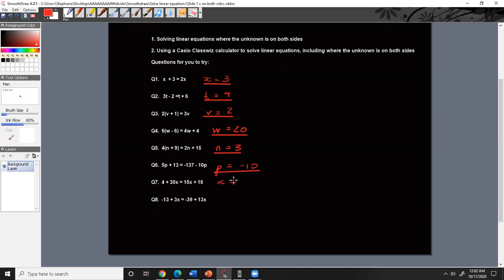Final two, x is equal to 4/5, or 0.8. And the final one, again, x is equal to 26/10, or you could have 13/5, or you could have 2.6. And those are the answers.